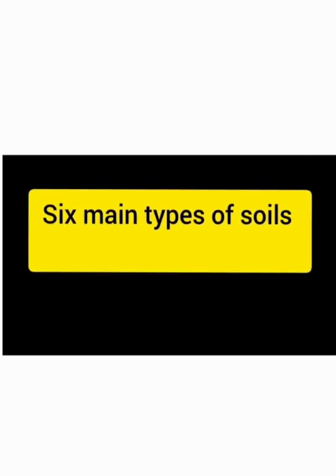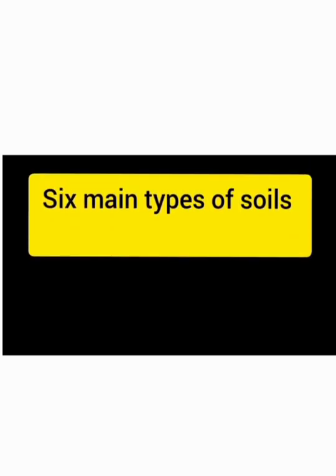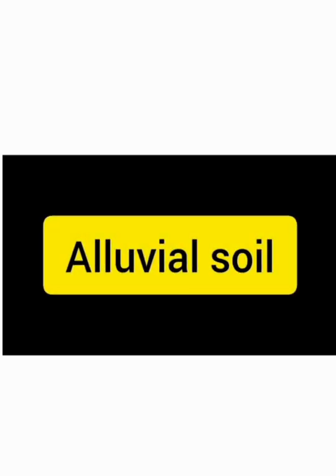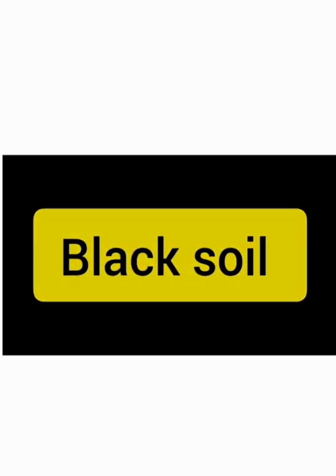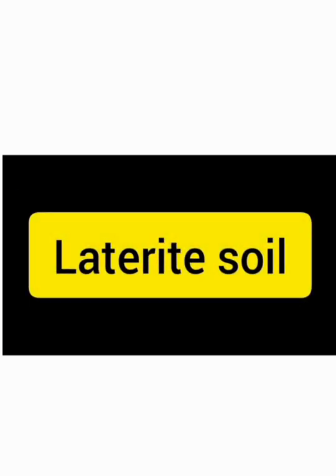Now let's see the different types of soil found in India. There are 6 main types of soil found in India. First is alluvial soil, black soil, red soil, laterite soil, desert soil, mountain soil. Now let us learn about alluvial soil.